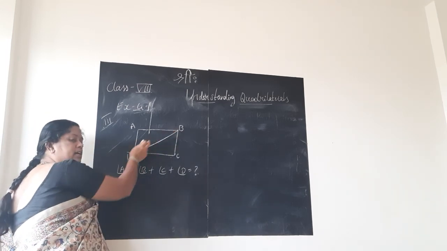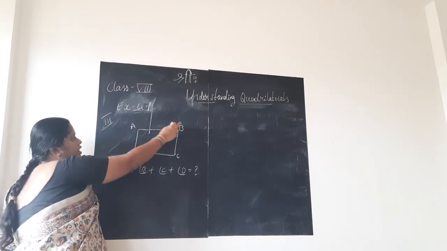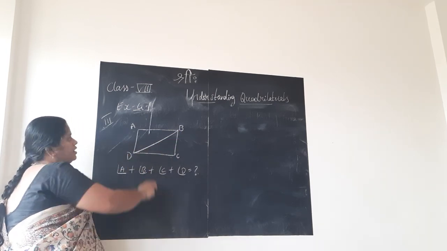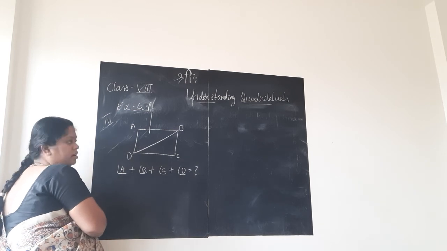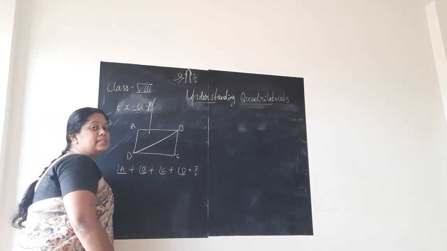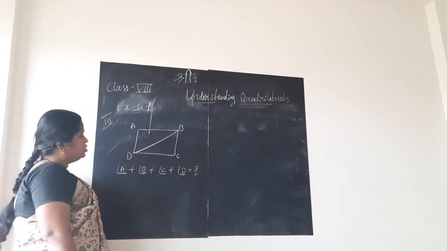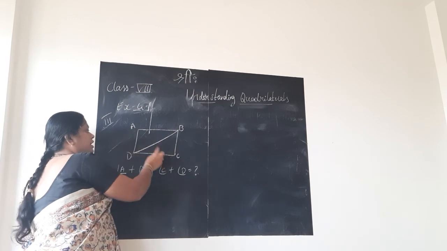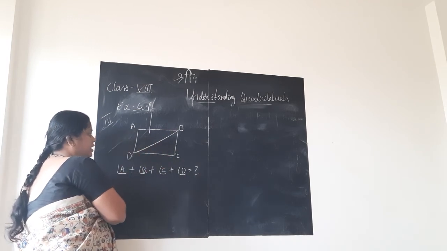Means you just join the opposite vertices. So this diagonal drawn to the quadrilateral ABCD is dividing the quadrilateral into two triangles. So I joined the vertex BD. On doing so, BD is the diagonal which is dividing the quadrilateral ABCD into two triangles.